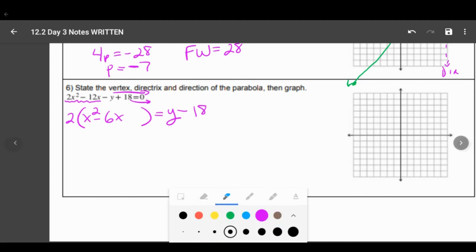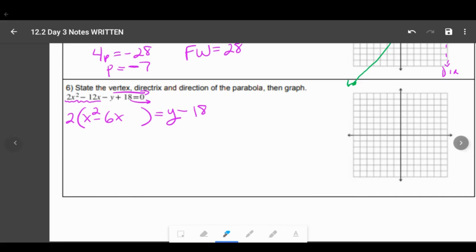Now, if you remember from completing the square a couple days ago, we would take half of the b value. So half of negative 6, squared, gives me a positive 9. Here's the tricky thing. Because there is that 2 in front of that group, we really didn't add 9. If you think about it, if I were to distribute, don't distribute. Just think about it. Instead of adding 9, I really added 18. So in order to balance, I have to add 18 to the other side.